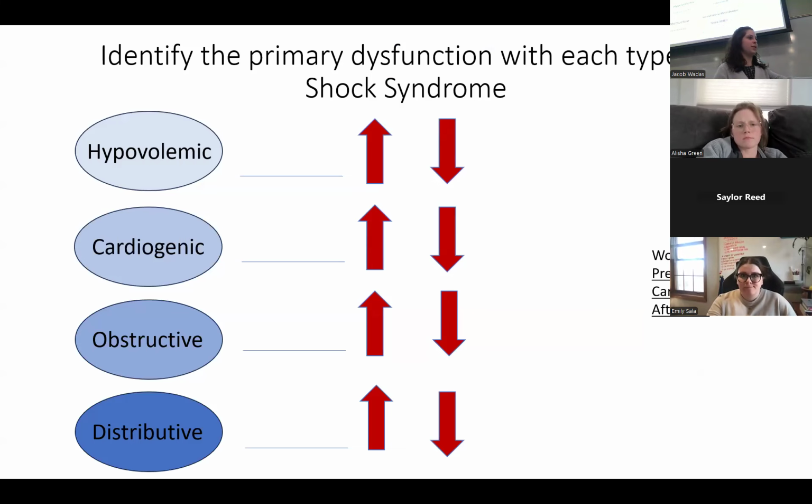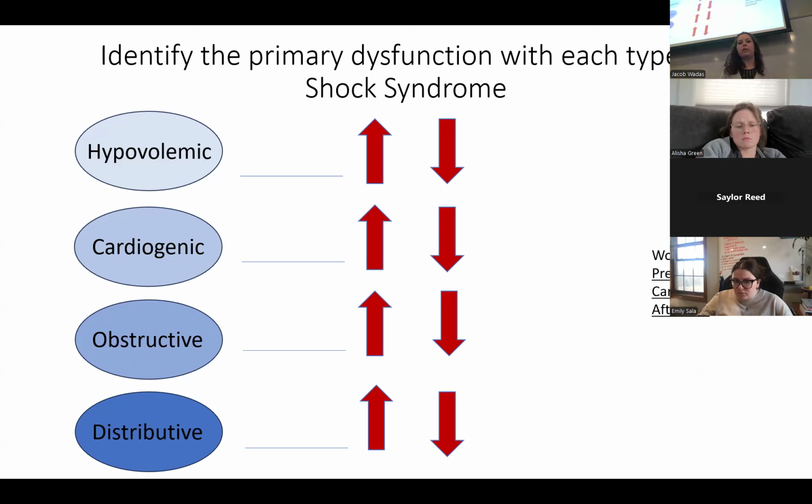So now, let's go over, I gave you a little word bank here. But I want you guys to identify the primary dysfunction with each type of shock syndrome. So these little lines that you see here, fill in one of the words. Now, all of them are going to mainly be affected, but each one of them has a primary issue. And let's just go over which one is primarily affected by each and whether it's going to be increased or whether it's going to be decreased.